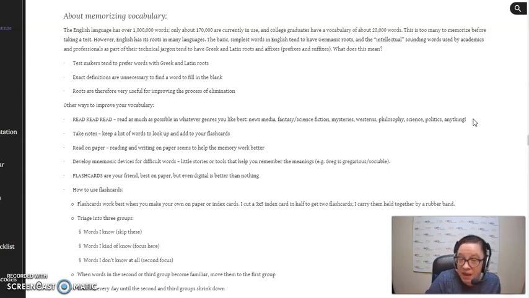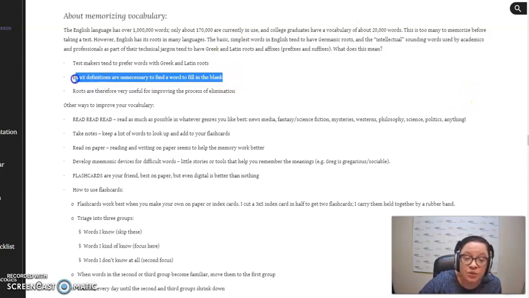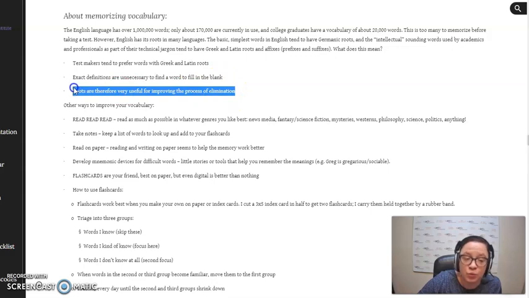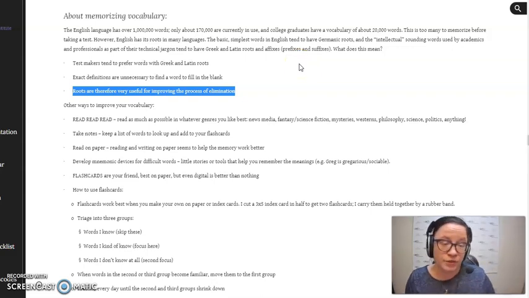So test makers are going to tend to prefer obscure words with Greek and Latin roots, that you do not need exact definitions to fill in the word in a blank. And roots, having your roots memorized will be very useful for improving your process of elimination, which is going to be one of our primary tools on the verbal section.